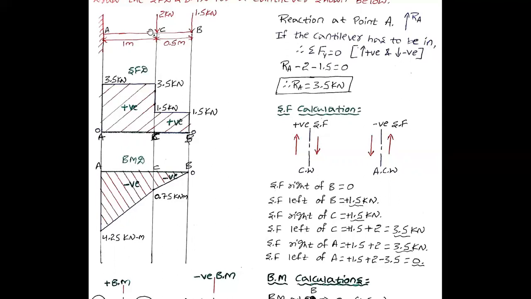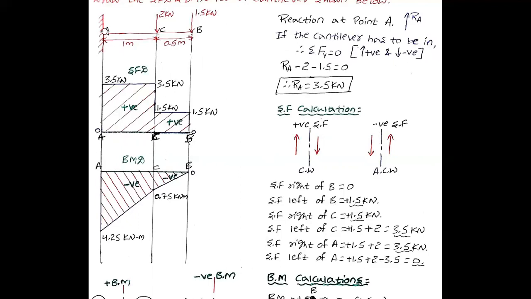Now shear force left of C. When you are going to take shear force left of C, you need to see how many forces are acting. You are using right section method. In right section method, 2 loads are there. 1.5 kilonewton is in clockwise direction. Take it as positive 1.5. 2 kilonewton is also in clockwise direction. Take it as positive. Total 3.5 kilonewton.